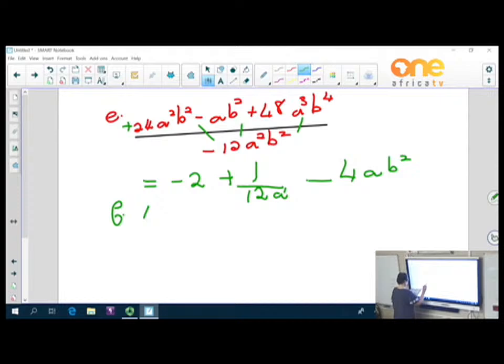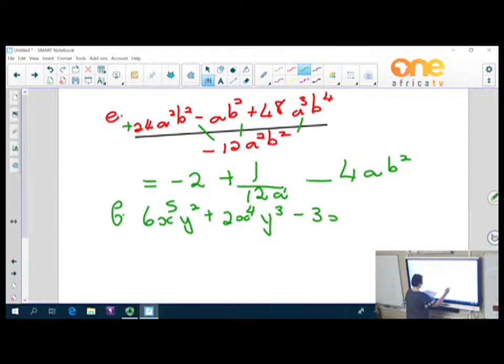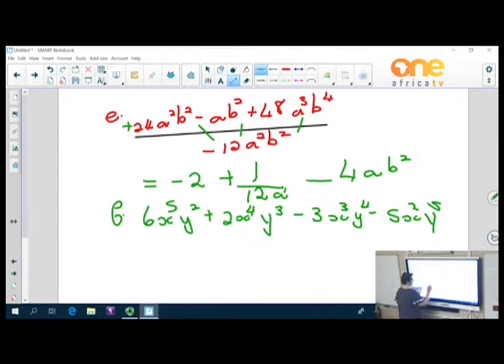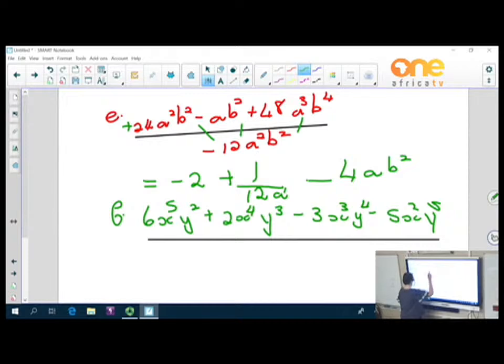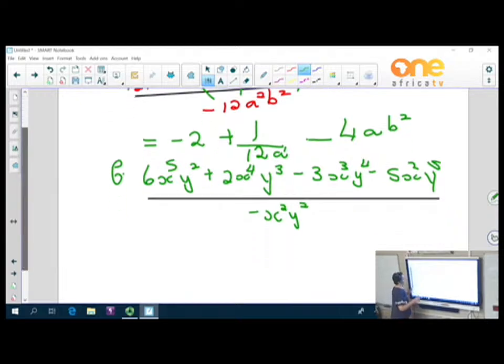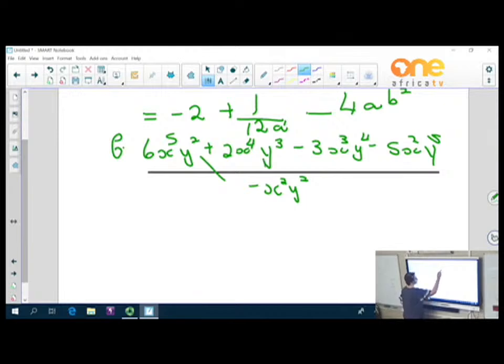So also a large number: 6x^5 y squared plus 2x to the power of 4 y^3 minus 3x^3 y minus y^4 and minus 5x squared y^5, and this whole thing is over negative x squared y squared. So each one must be divided like that.